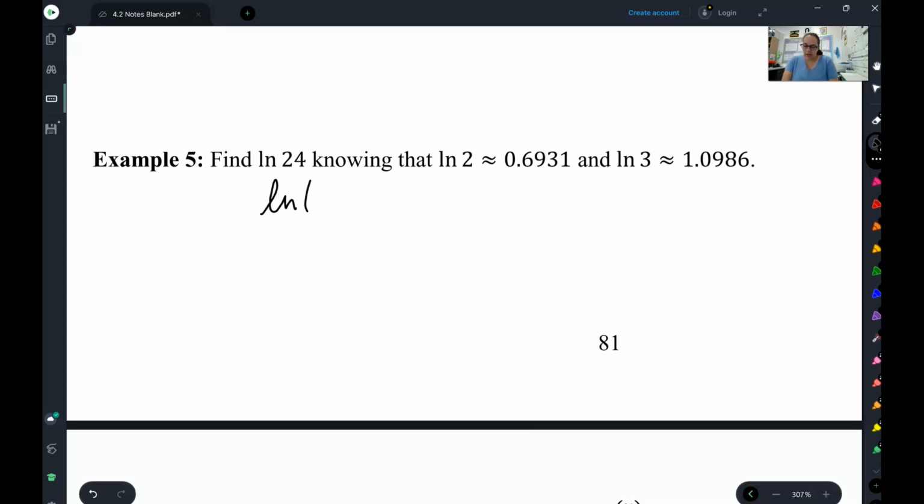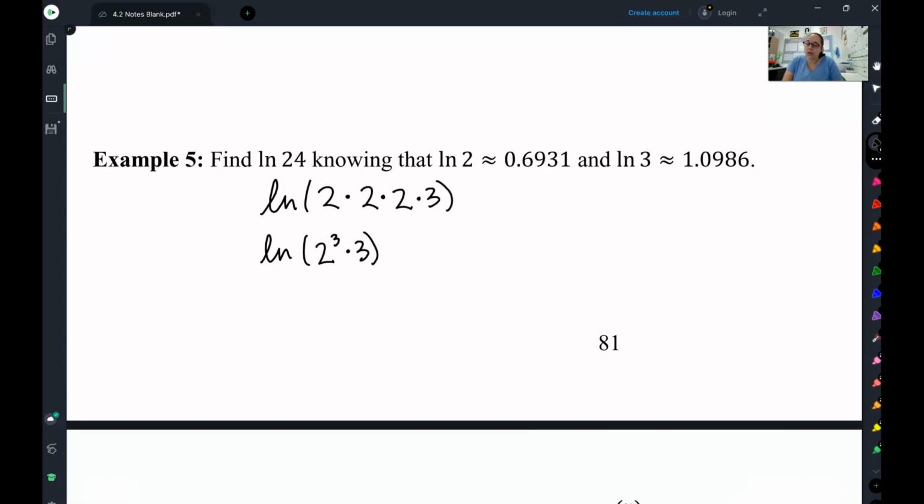Instead of writing ln of 24, I'm going to break 24 down. So I know that 24 is 2 times 12. And I can break 12 down as 2 times 6. And then I can break 6 down as 2 times 3. So I basically just factor treed 24. And now I can rewrite this like that.